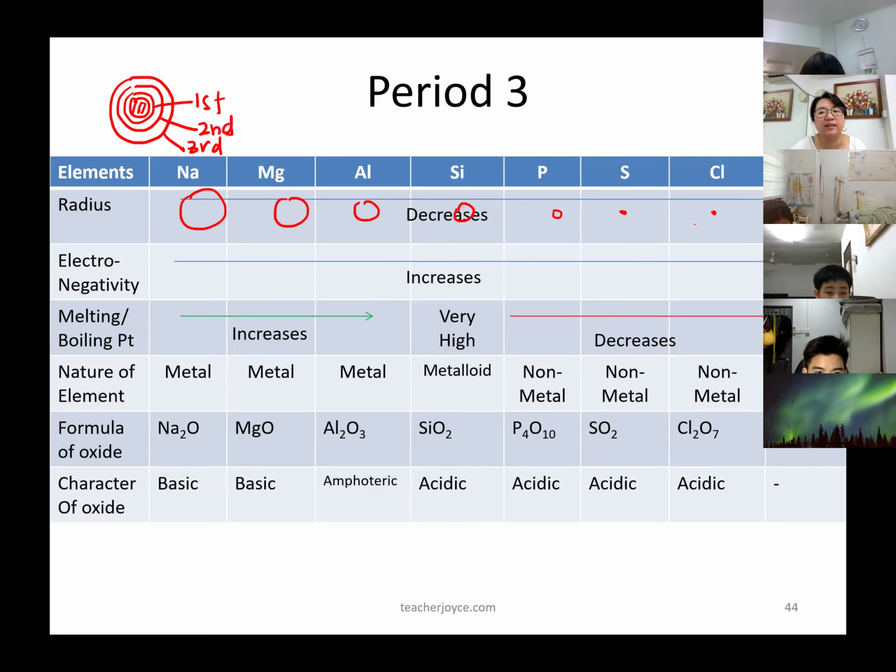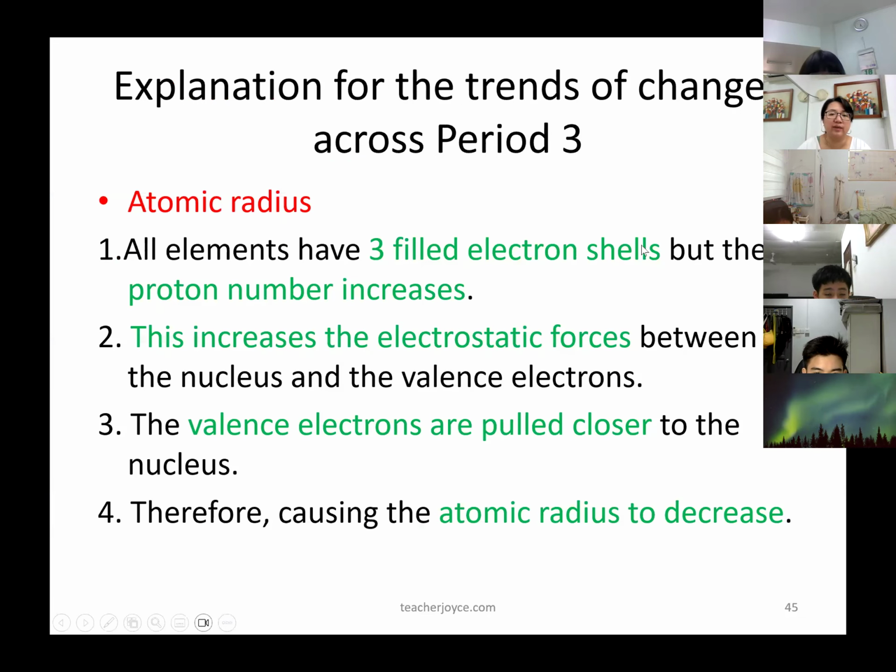But how come the size keep on getting smaller? Okay, so the explanation is very simple. All have 3 shells, but inside the gravity is stronger now. If the gravity is strong, I pull all the shells, they get closer to the nucleus. See that? So you must start talking about what is inside the nucleus.